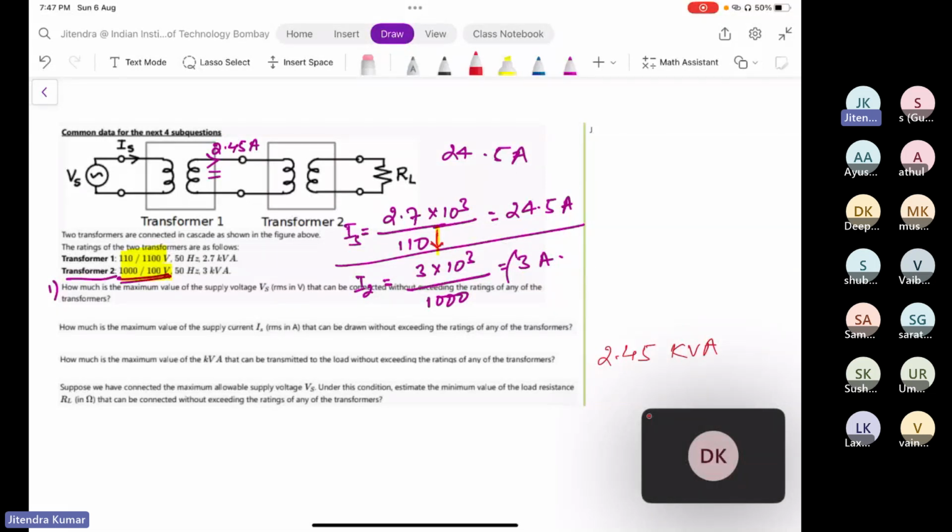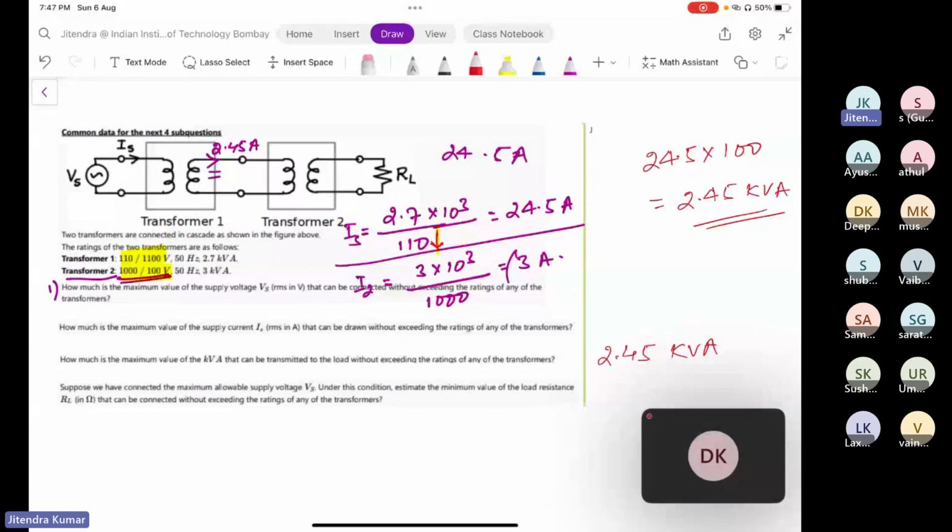as well as the maximum value of the supply current without exceeding the ratings of any of the transformers. So we just have to multiply both of them, and that will be the maximum value of the kVA that can be transferred, right? Apparently, let me compute 24.5 into 100. So it will be 2.45 kVA, as it was told by Deepak.